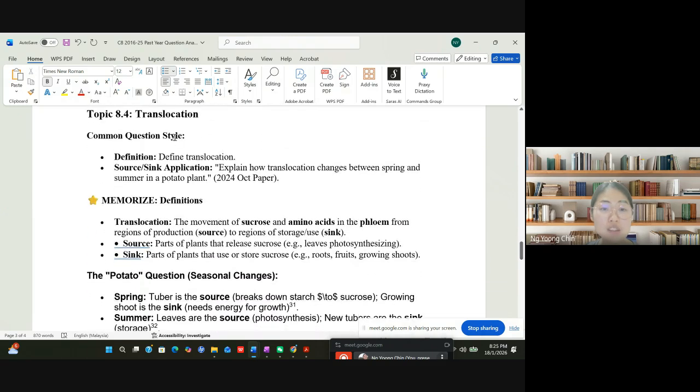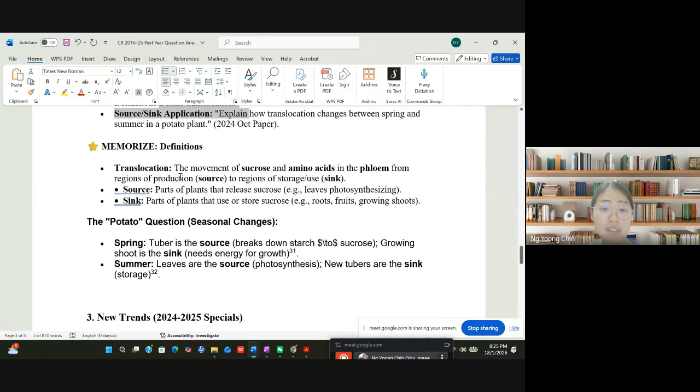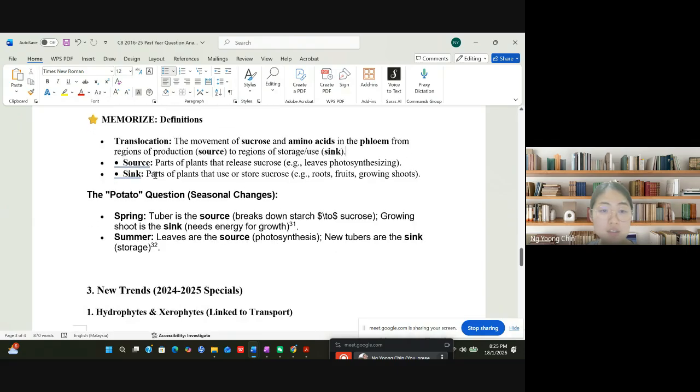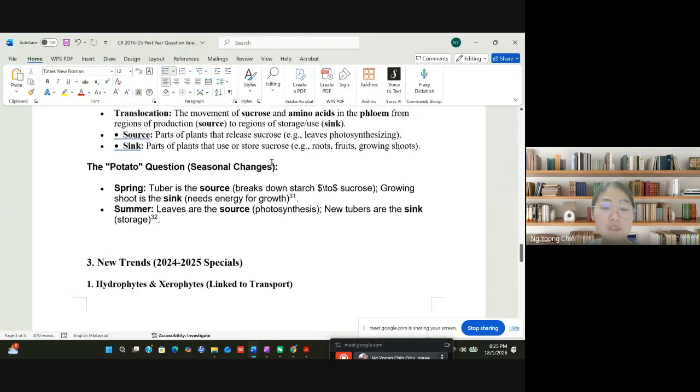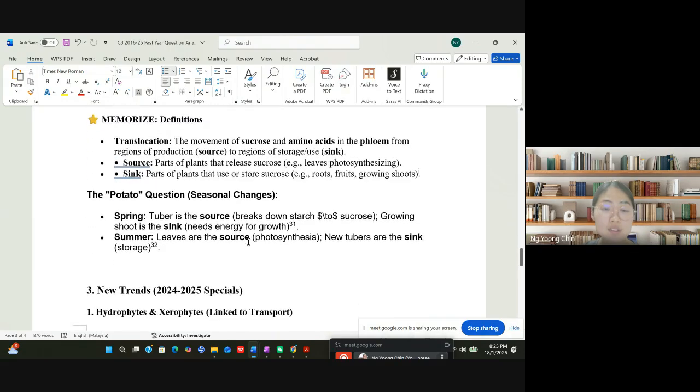And then translocation, right? Describe it. Yeah, the source and the sink. Okay, you should know how to recognize it. Usually the source refers to the leaf, and the sink refers to other kinds of organs. But sometimes due to the seasonal change, right, the part which is initially a sink, okay, now becomes the source. For example, in the potato, the tuber now becomes the source.